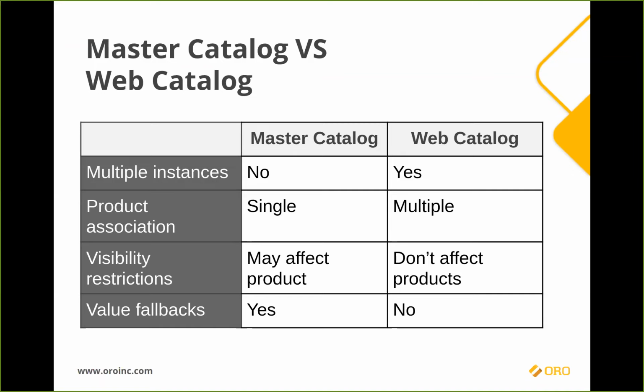Visibility restrictions from the master catalog affect the products, while visibility restrictions from the web catalog do not affect the products. Pay attention here that if you do not show a product in any node in the web catalogs, the user still will be able to find it via the global search, as the product is still technically visible to him. And if you're talking about value fallbacks, for example for the inventory or for the unit, fallback from the product goes to the master catalog, but not to the web catalog.